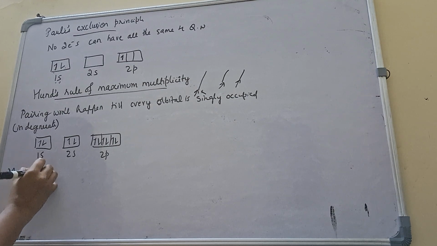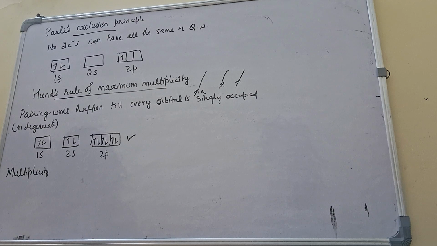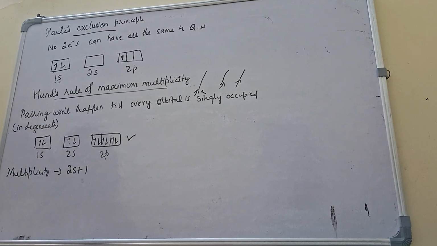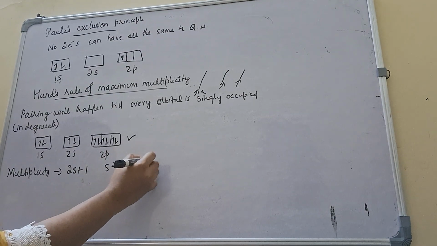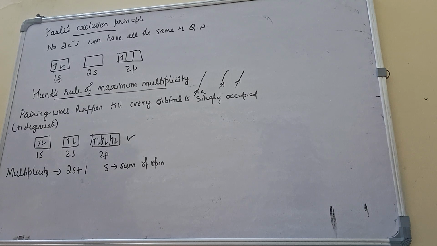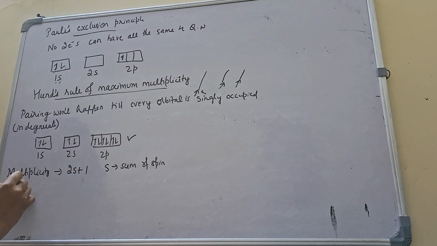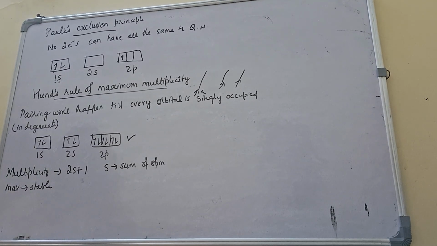What is this multiplicity? To remember, you can remember this statement, but in case they ask you, multiplicity is calculated by 2S plus 1, where S is the sum of the spins. As the name suggests, if this multiplicity is maximum, that is stable, and that will be the configuration.